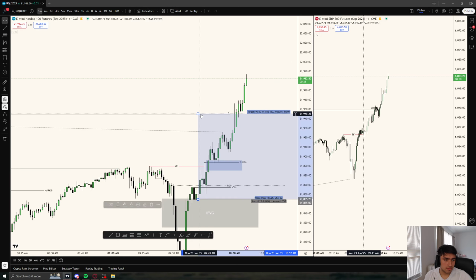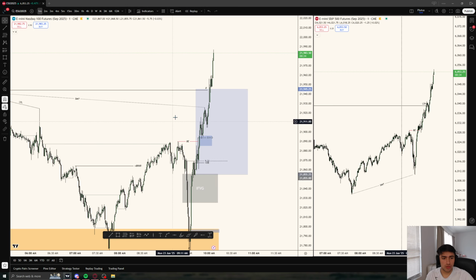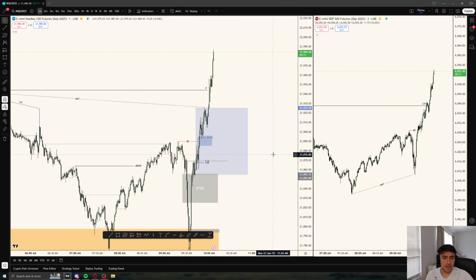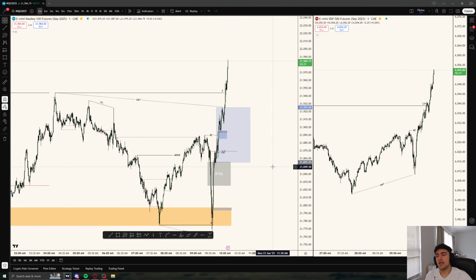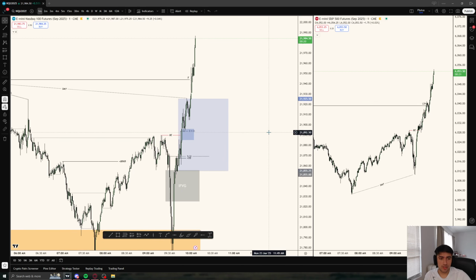And plus, even though the objective got taken, it just solidifies more that my drawn liquidity was right. And boom, we're right here. So I'm happy about that, and I'm happy about this trade. Good way to bounce back after coming from a losing week. We already made half of our loss back, which is crazy.